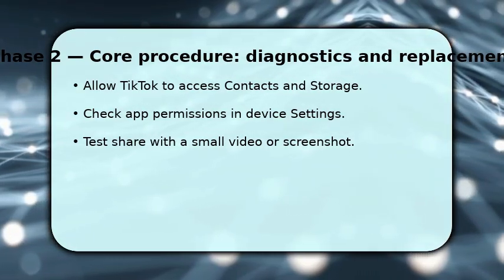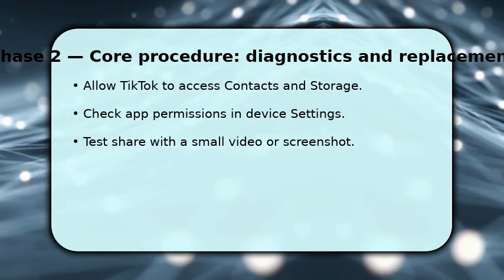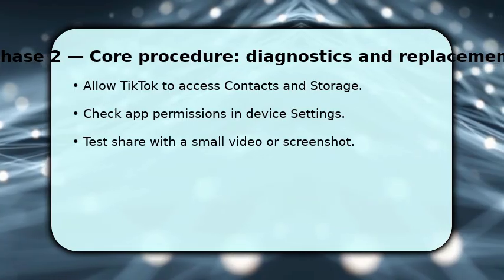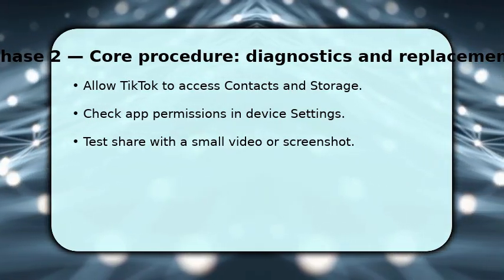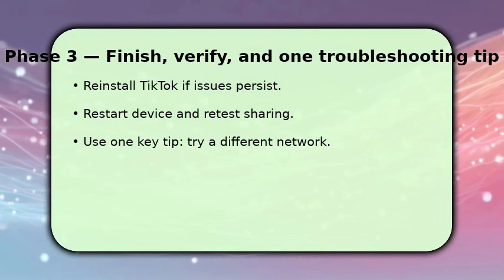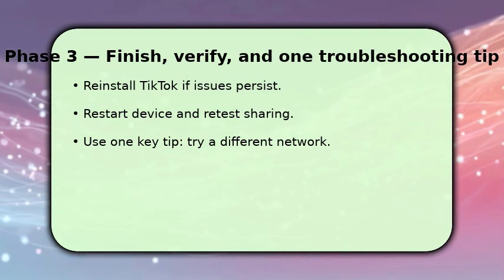If the share menu shows but specific targets are missing, reauthorize individual services like Messages or Instagram. This resolves mismatch between app and services. To finish, if permissions and tests don't help, uninstall and reinstall TikTok to reset deeper app states, then restart your device and retry sharing.